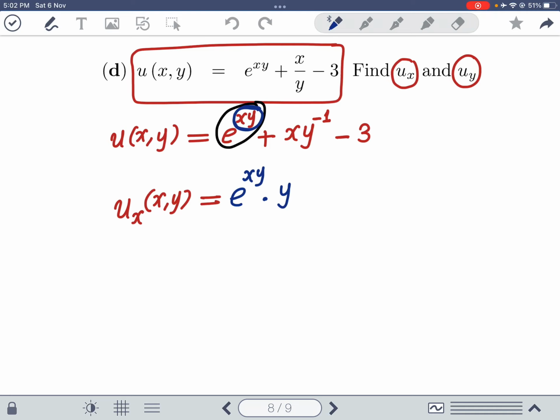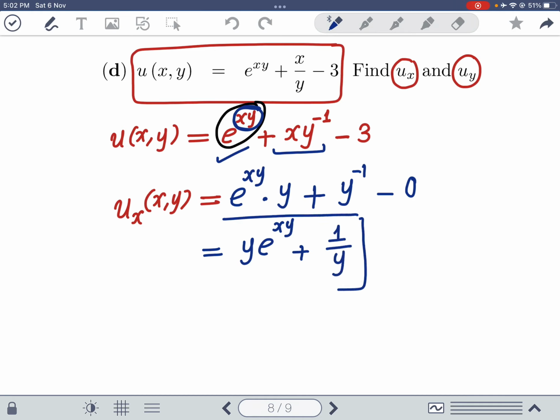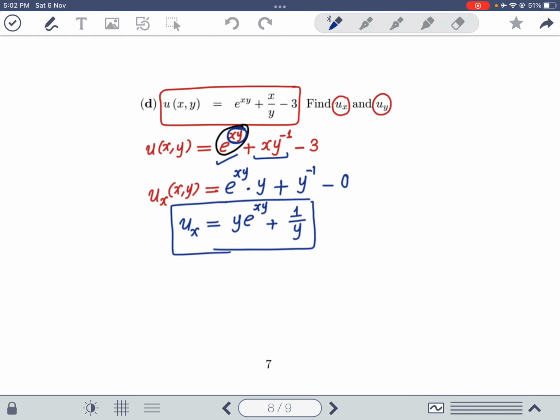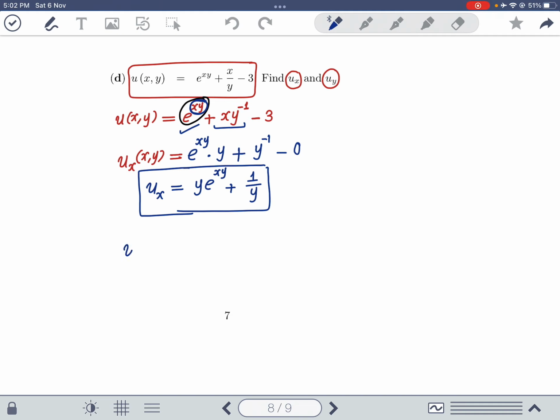Okay, and the opposite when you're doing with respect to y. You think of x as constant. Plus, now we're done with this. Now here, with respect to x, remember? So it's x multiplied by a constant. This is for you a constant, so it just stays as it is, minus 0. So let me write it better now. It's y e to the xy plus 1 over y. You can actually write it in this way, and that will be our partial of u with respect to x.